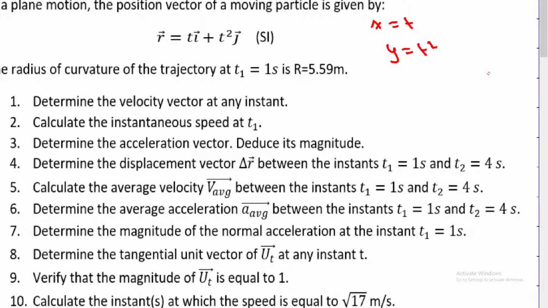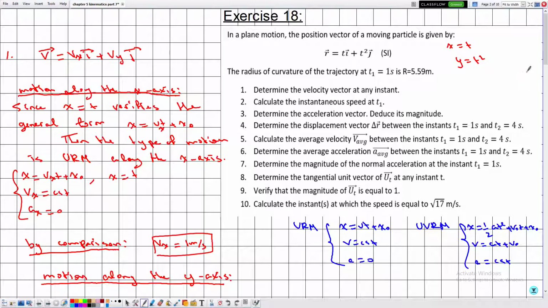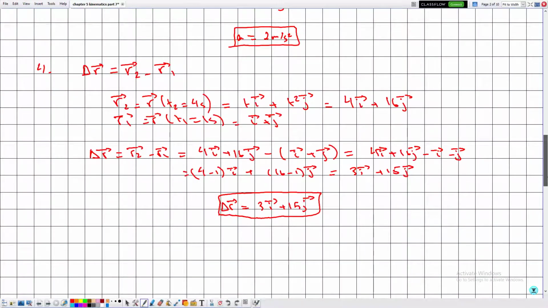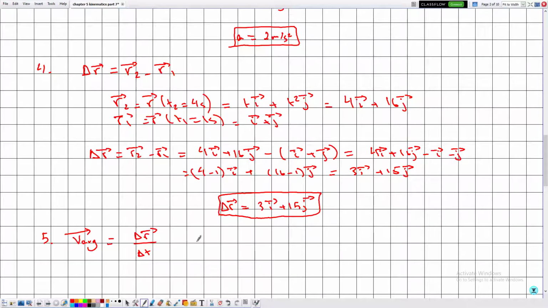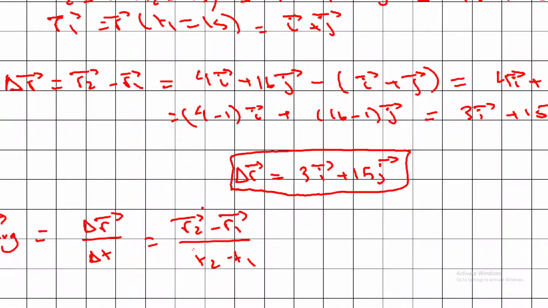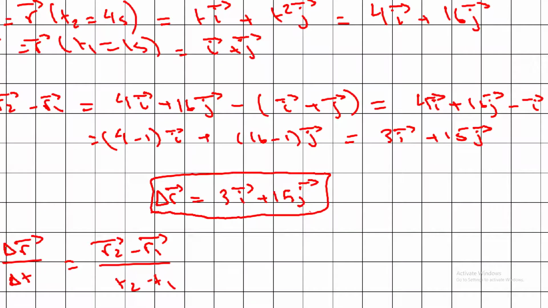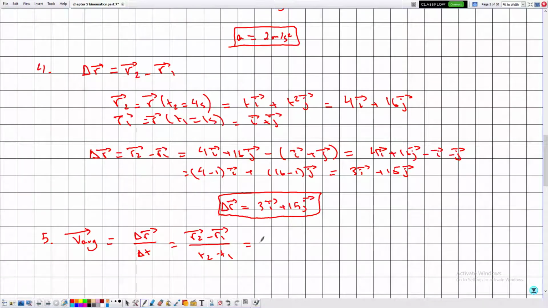Now moreover they are telling me to calculate the average velocity v average between the instants t1 and t2. So the same instants. Now the average velocity by definition is given by delta r divided by delta t. Notice that this is a vectorial equation. Vectors must exist on the left and on the right, which is equal to r2 minus r1 divided by t2 minus t1. No need to calculate the quantity r2 minus r1 again because we have already computed it, which is given by 3i plus 15j.